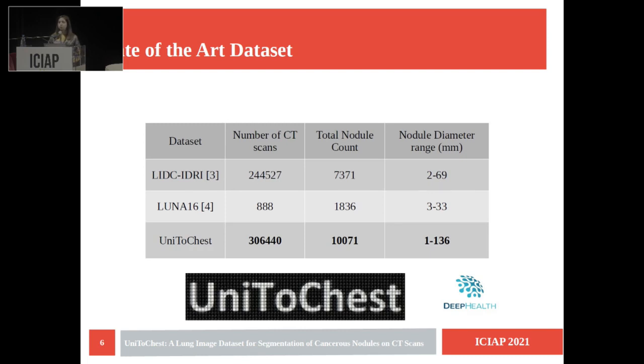Now, we introduce Unitochest, which is a lung CT scan dataset. It has 20% more CT scans than LIDC and 25% more annotated lung nodules than LIDC. Furthermore, our dataset is not only larger in terms of CT scans and the annotated nodules, it is also more diverse in terms of the diameter and size of lung nodules that are present in them. The range of our nodules lies from 1 millimeter and goes above 100 millimeters.